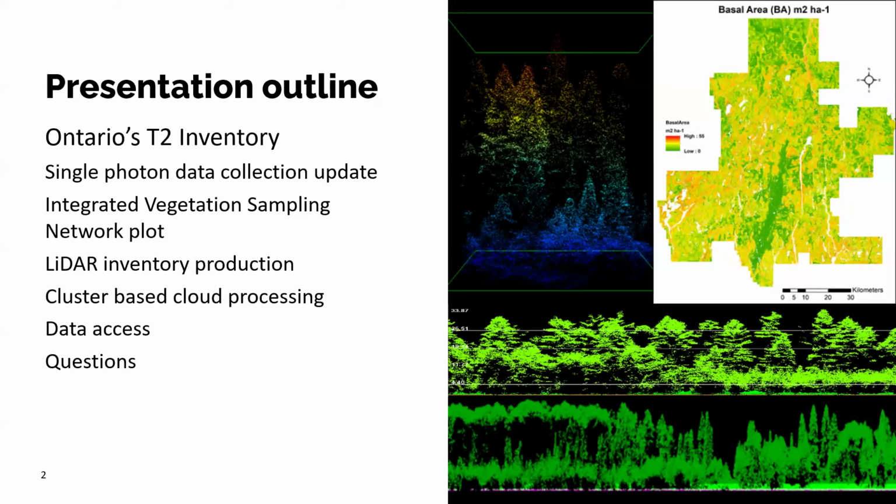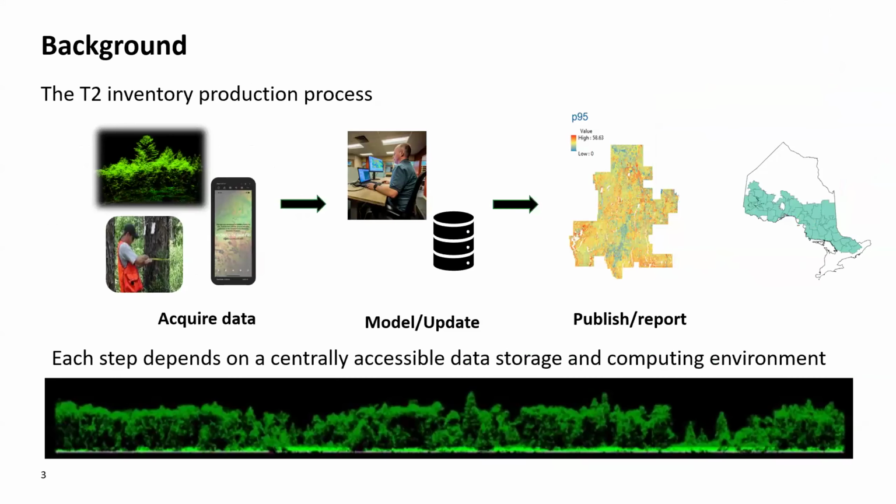We're still continuing on with our journey with single photon data collection. So we'll provide some updates on where we are in terms of acquiring the managed area in Ontario that consists of 455,000 square kilometers to fly. We'll provide an update and overview on our integrated vegetation sampling plot network, our LiDAR inventory production process, and how we're coping with the large volumes of data from the production standpoint and also from a data access standpoint. So we'll get started.